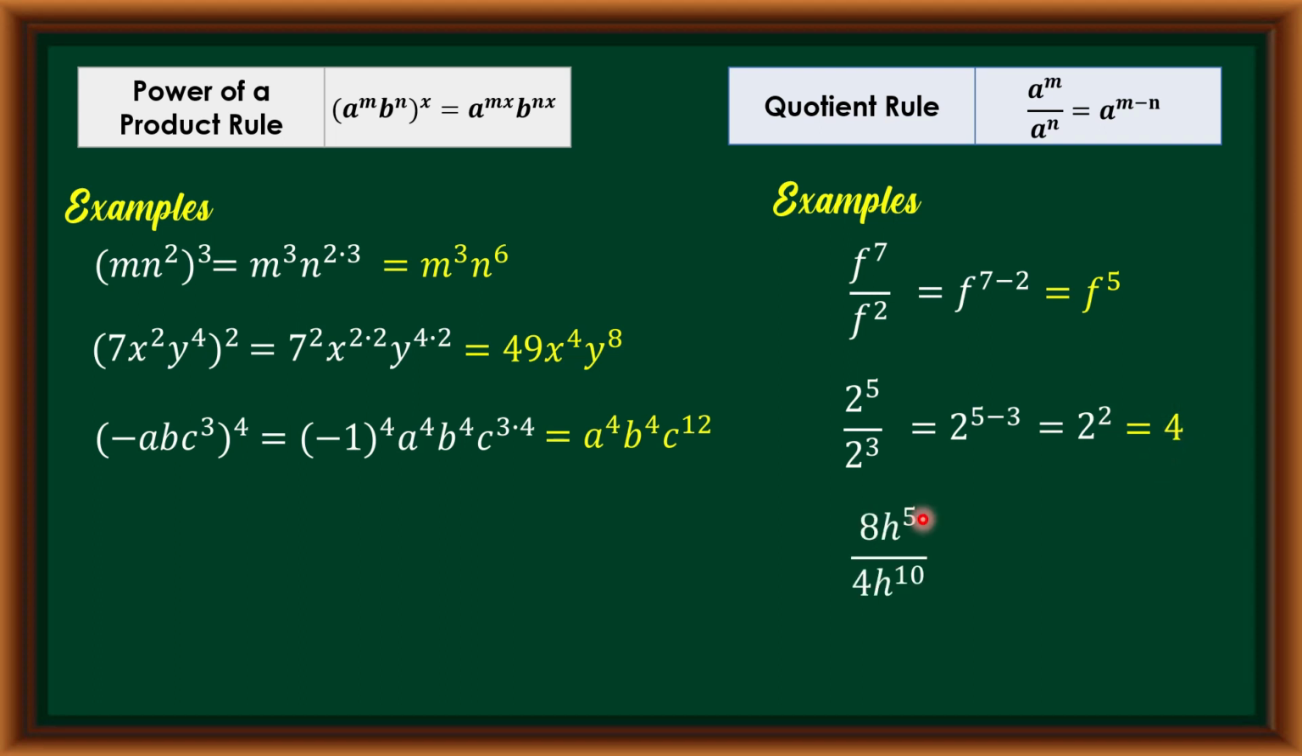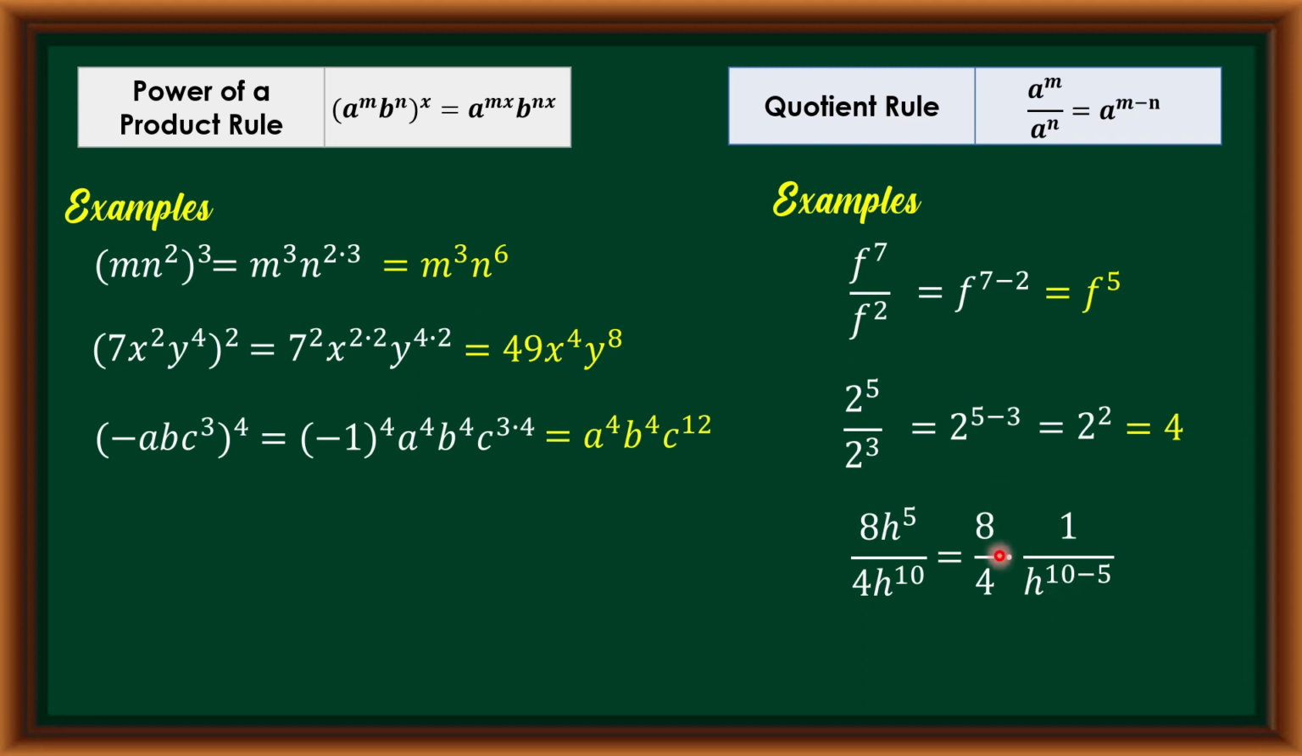Last example, let's have 8h raised to 5 over 4h raised to 10. Since we have numerical coefficients 8 and 4, let us separate them from our variables. So we have 8 over 4 times 1 over h raised to 10 minus 5. Why in the denominator? If you notice, the exponent in the denominator is greater than the exponent in the numerator. Therefore, to avoid a negative exponent, we will subtract 5 from the 10 in the denominator. That's why we have it this way.